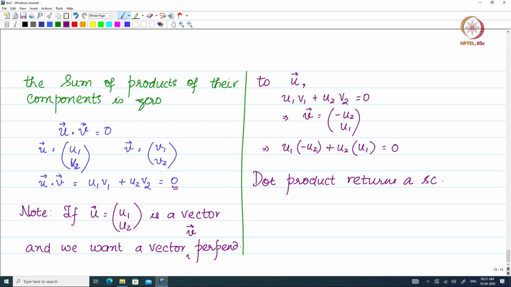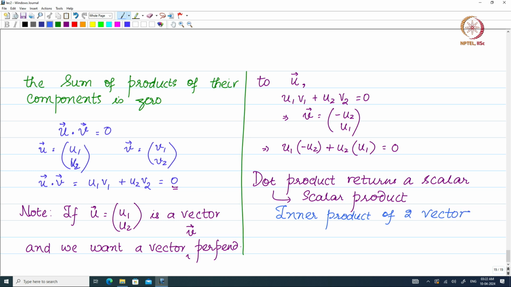A scalar, and therefore, you also call this dot product as the scalar product. And it also goes by the name inner product. It is also called the inner product of two vectors, okay, the inner product of two vectors.